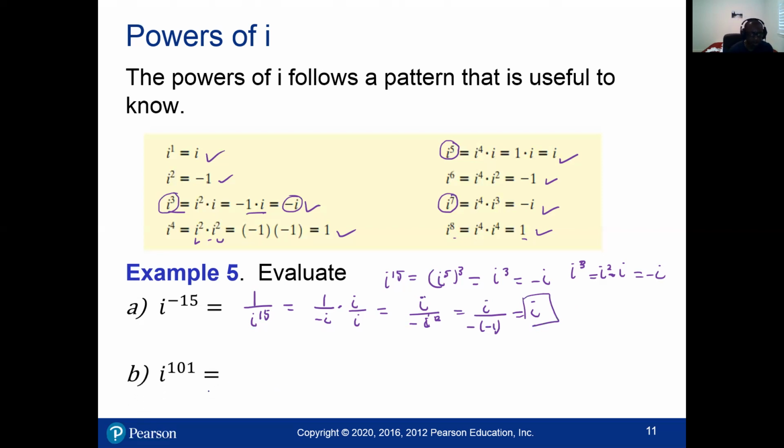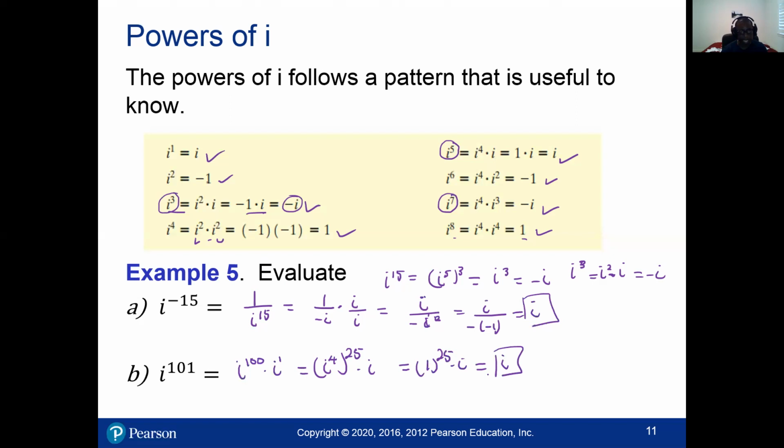i raised to 101. Okay. Now notice that is the same as i to the 100 times i raised to 1. But i raised to 100 is a multiple of 4. So I will write that as i to the 4 raised to 25, because 4 times 25 is 100, then times i. Now what is i raised to 4? It is 1. So 1 raised to 25 times i. So that gives me just i.